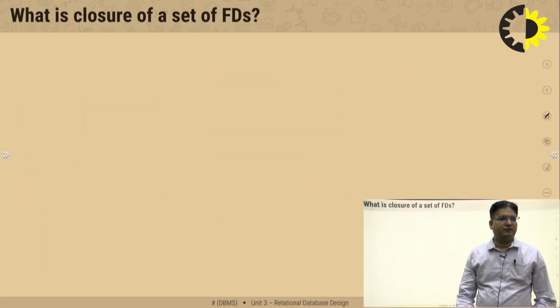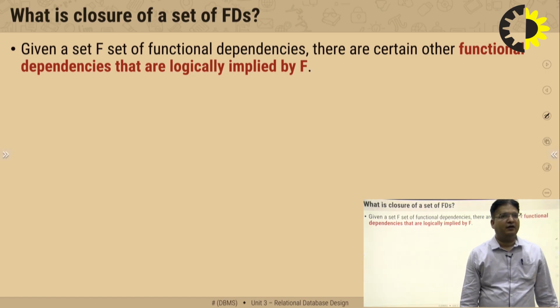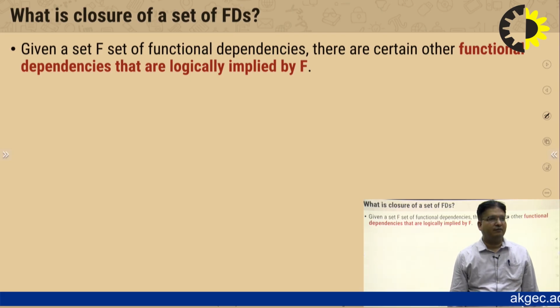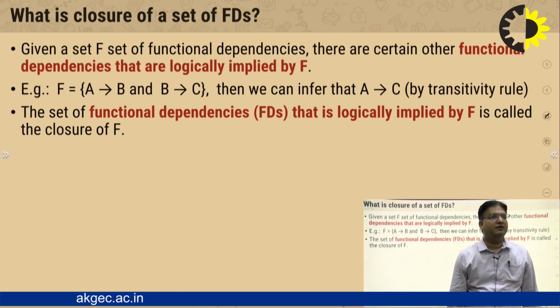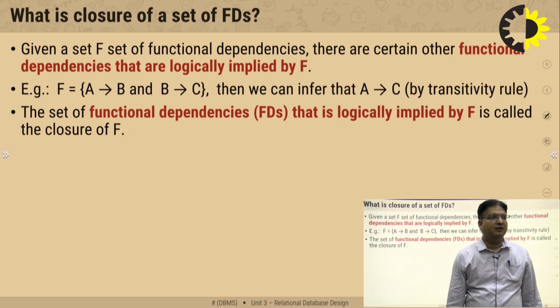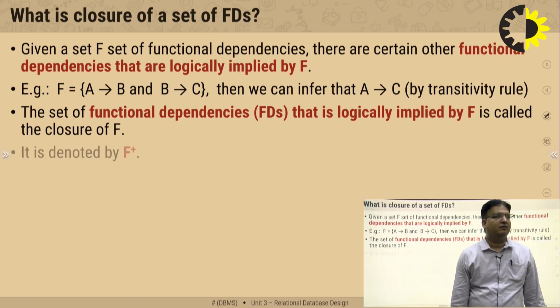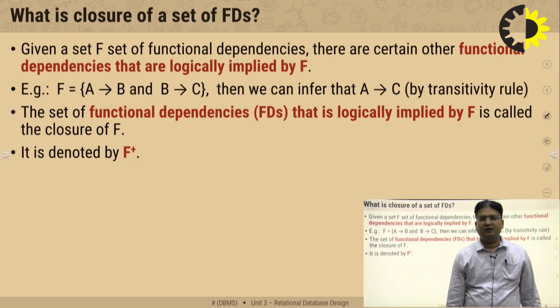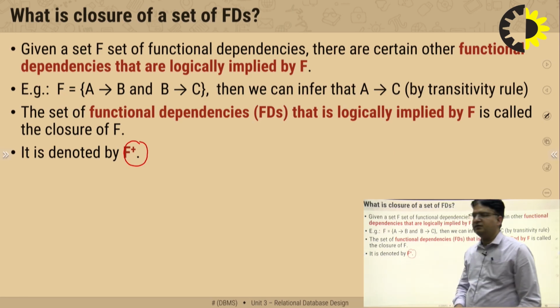Next is the closure of a set of FDs. Given a set of FDs F, there are certain FDs that are logically implied by F. That is, with the help of the given FDs, how many new FDs you can derive, that is the closure of the set of FDs. For example, A determines B and B determines C, then we can say that A determines C by using the transitive rule. So the set of FDs that is logically implied is called the closure of F, denoted by F plus. This is how to denote the closure of a set of FDs, that is F plus.